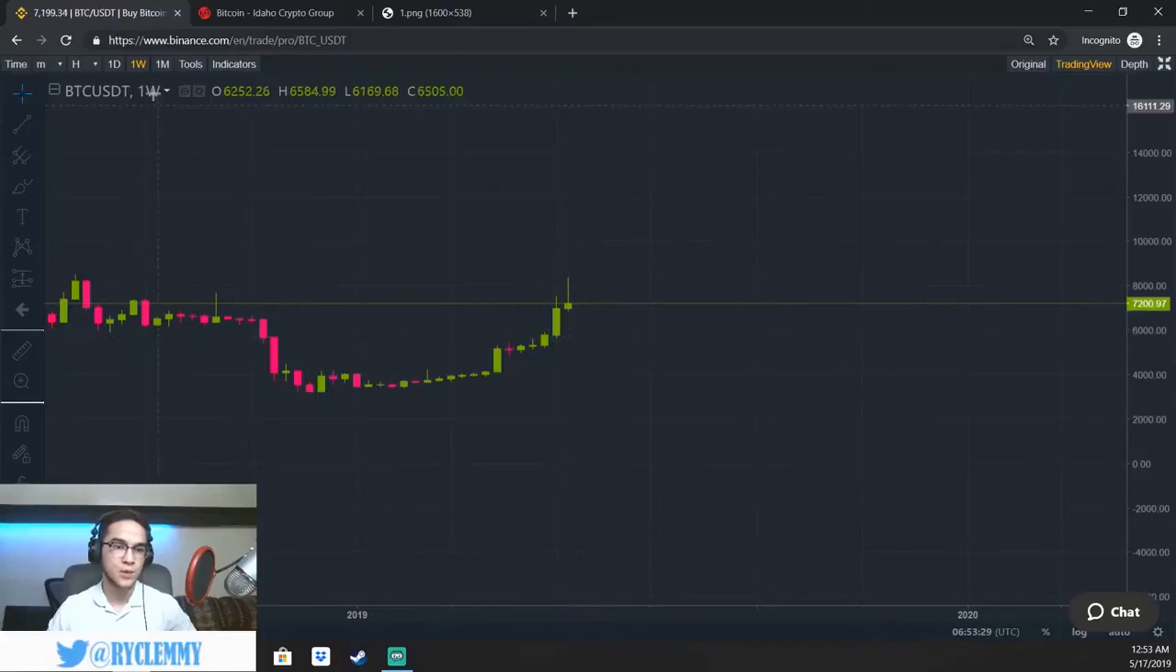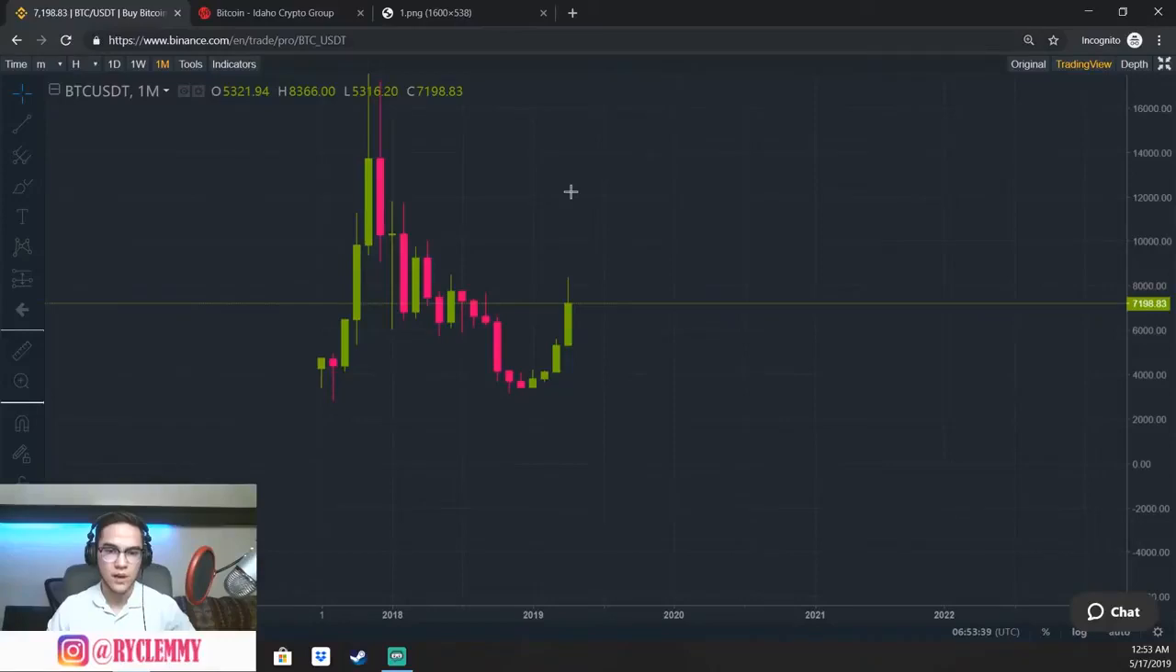Now, like I said, this was the week-long chart. There's also 1 month, so if I click that, you can now see that each of these candles is exactly 1 month. Same principles apply.